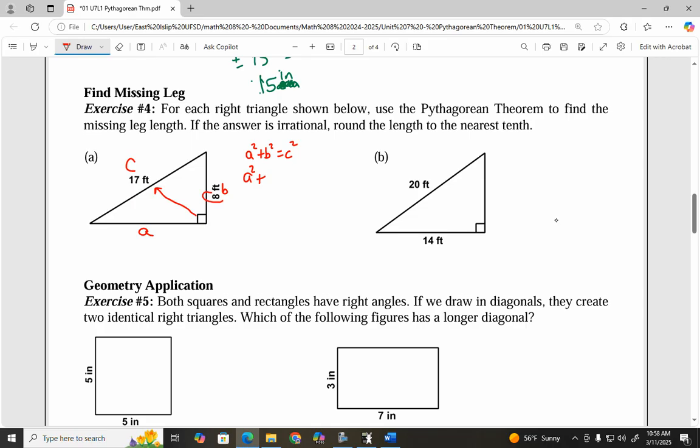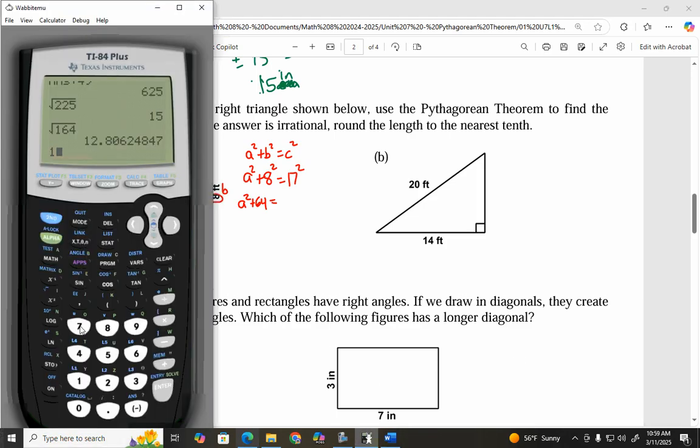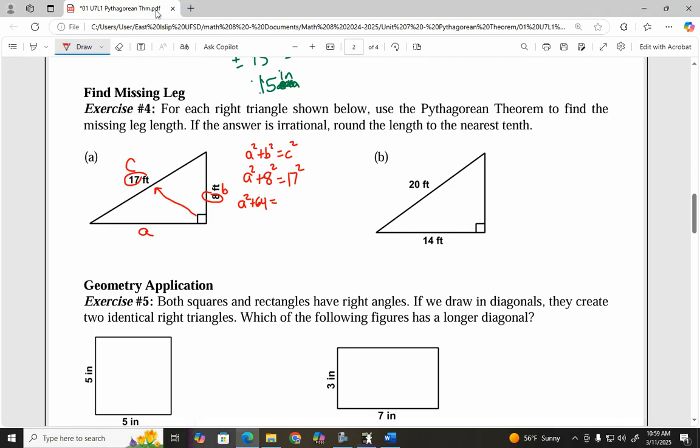But in place of B, I'm going to put an 8. And it gets squared, of course. And in place of C, I'm going to put the 17. And it gets squared. So now I have A squared plus 64 equals, what is this? 2 something. 17 squared is 289.